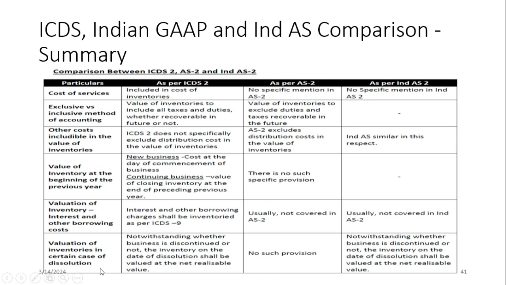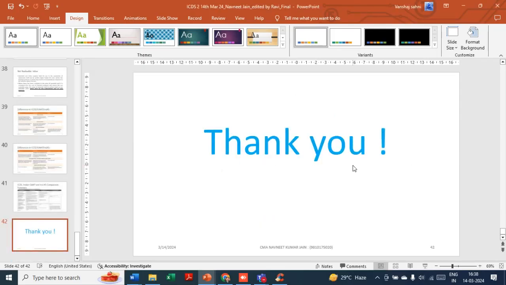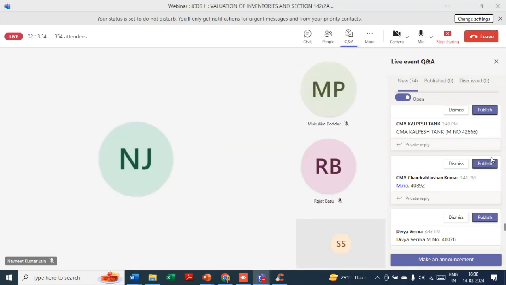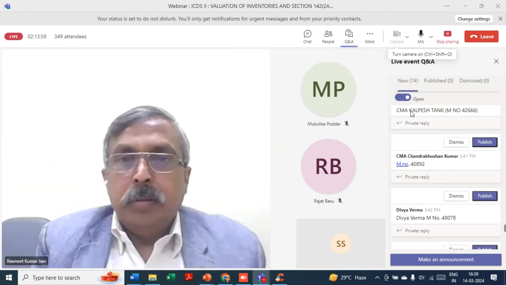Valuation of inventory in certain cases. Now this is a unique case here. In the case of dissolution of a partnership firm, the valuation has to be done at the NRV only. It is not to be done at the lower of cost or NRV. Whereas in AS2, this is to be done at the lower of the two. So I think this is a contrast. With this, thank you. This presentation has come to an end. Now this is time for any questions you have.